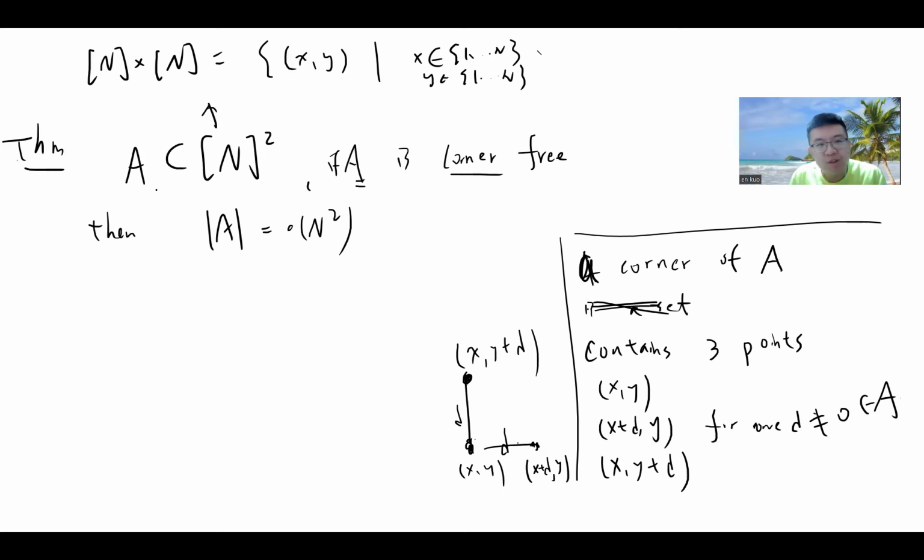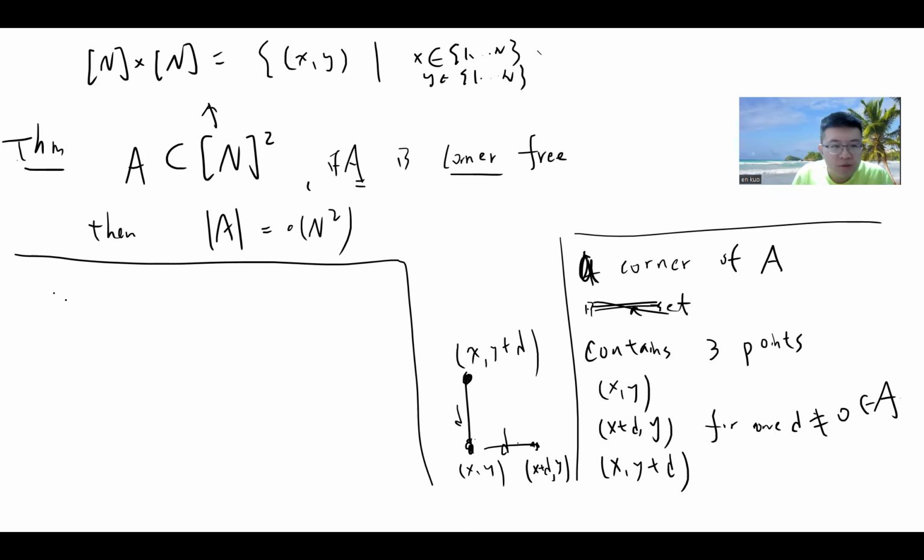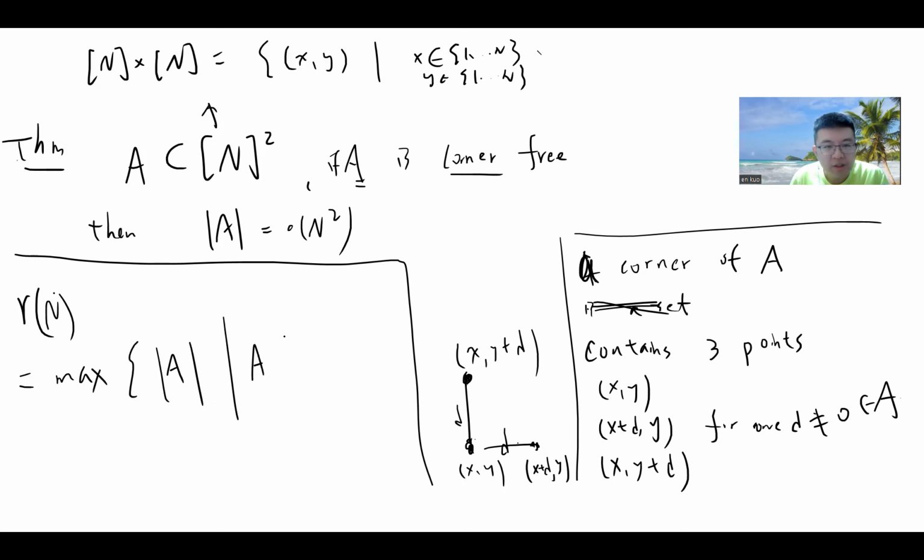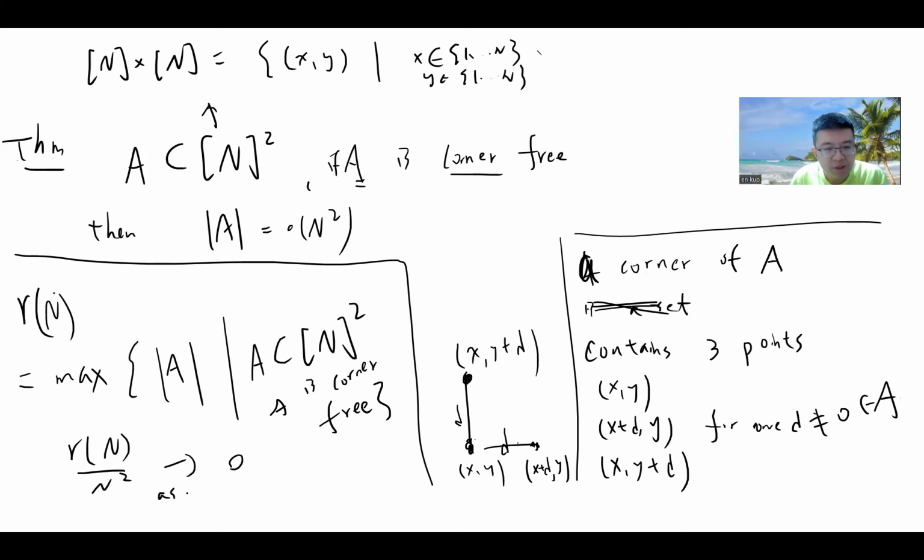So this theorem tells us that if A is corner free, then A should not have a lot of points. If A is corner free, then A must be of order o of n squared. Another way to say this is that you can define R(n) to be the max of the size of A, over all A that are a subset of the n by n grid and corner free. Then R(n) divided by n squared must go to 0 as n goes to infinity.